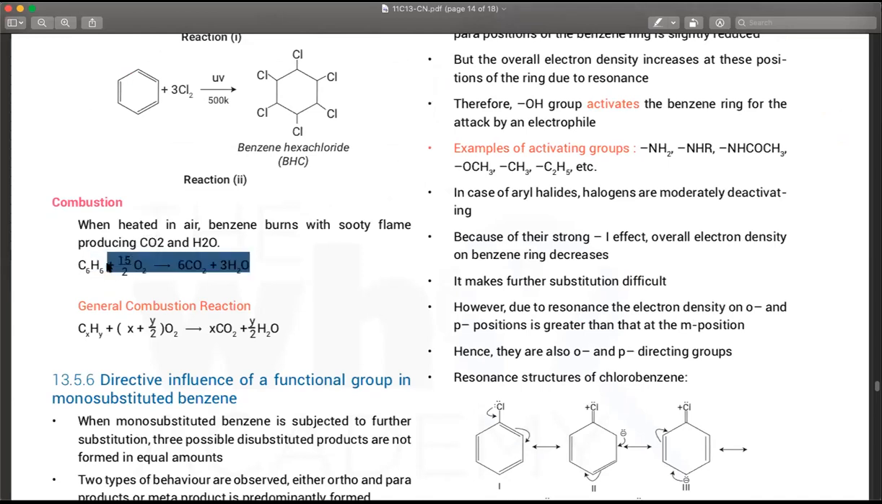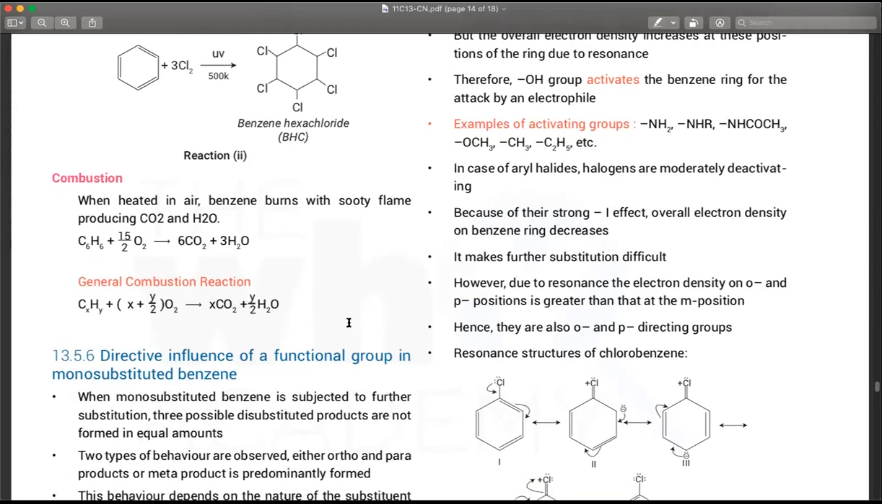And then oxidation, like your combustion reaction, obviously benzene is inflammable. And because it's got carbon and hydrogen, the products that you get are carbon dioxide and water. So if you have only carbon, you get carbon dioxide. If it's a hydrocarbon, you get carbon dioxide and water. And because it's an unsaturated compound, it burns with a sooty flame.